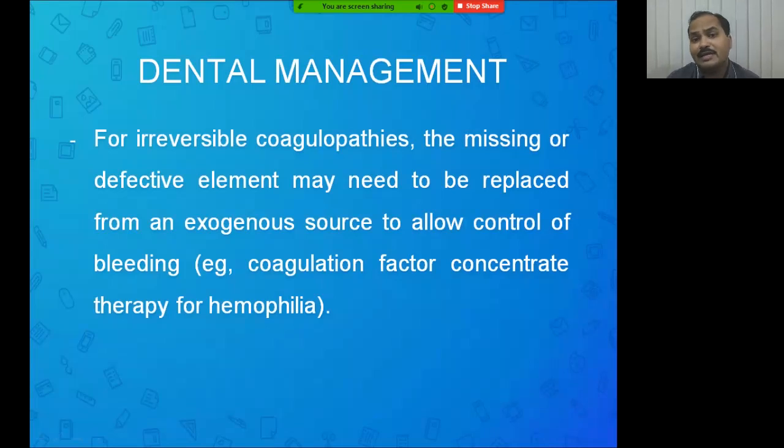Now, in case of irreversible coagulopathies, the missing or defective element of that coagulopathy phase or the cascade needs to be replaced from an exogenous source so as to allow the control of bleeding. So if there is any coagulation factor deficiency, we have to give a factor concentrate, as in case of hemophilia.